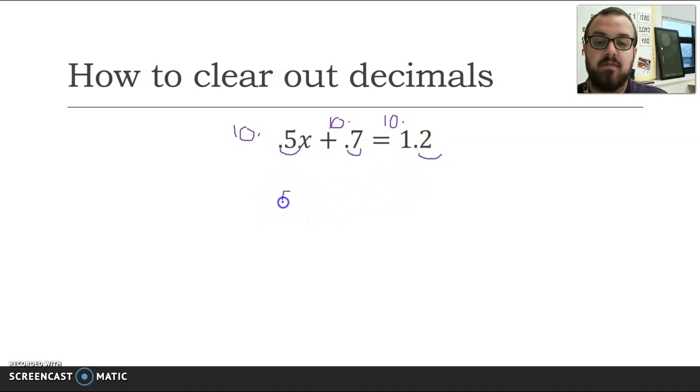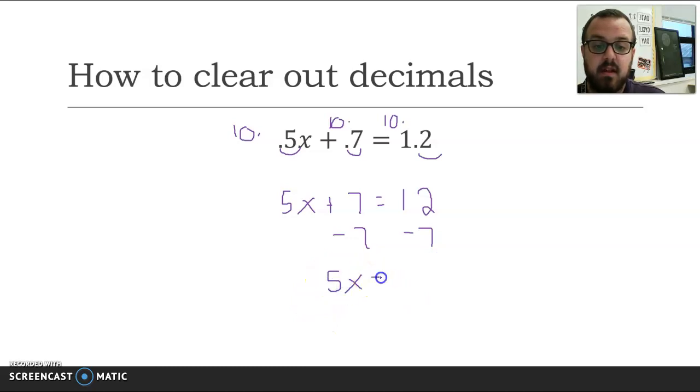And so I end up with 5x plus 7 equals 12. And now we'll end up with a two-step equation that we can solve, and we no longer have decimals we have to deal with. So I can subtract both sides by 7. In this one, I'll get that 5x equals 5. And then I can divide by 5 and get that x equals 1.